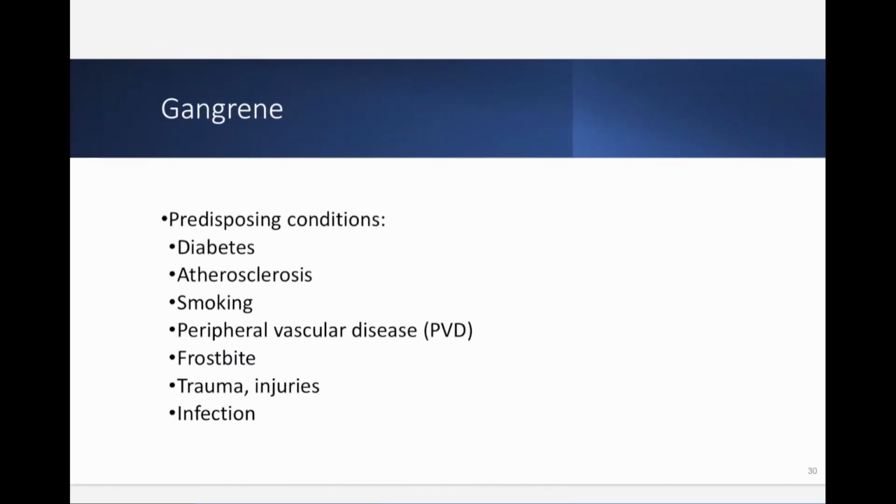So who gets gangrene? What are some predisposing conditions that, if someone presents with one of these diagnoses, the risk of getting gangrene goes up? Atherosclerosis and diabetes and smoking, peripheral vascular disease. What do all four of those things have in common? What are they all affecting? Blood vessels. Okay? Diabetes, microvascular complications, atherosclerosis, buildup of plaque inside the artery, making the artery smaller, reducing blood flow.